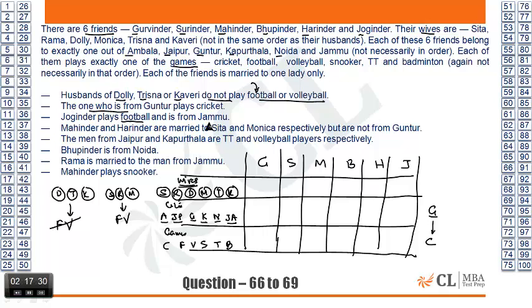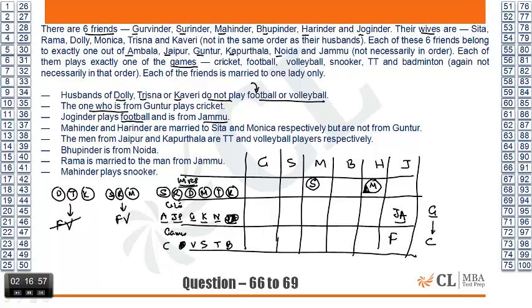Joginder plays football. He is from Jammu. This is very good. Joginder plays football, and he is from Jammu. Okay, so Jammu goes and football goes. Okay. Mahinder and Harinder are married to Sita and Monica respectively, but not from Guntur. Very good. Mahinder is married to Sita. Where are you, Sita? Here, no? And the other one? Harinder is to Monica.